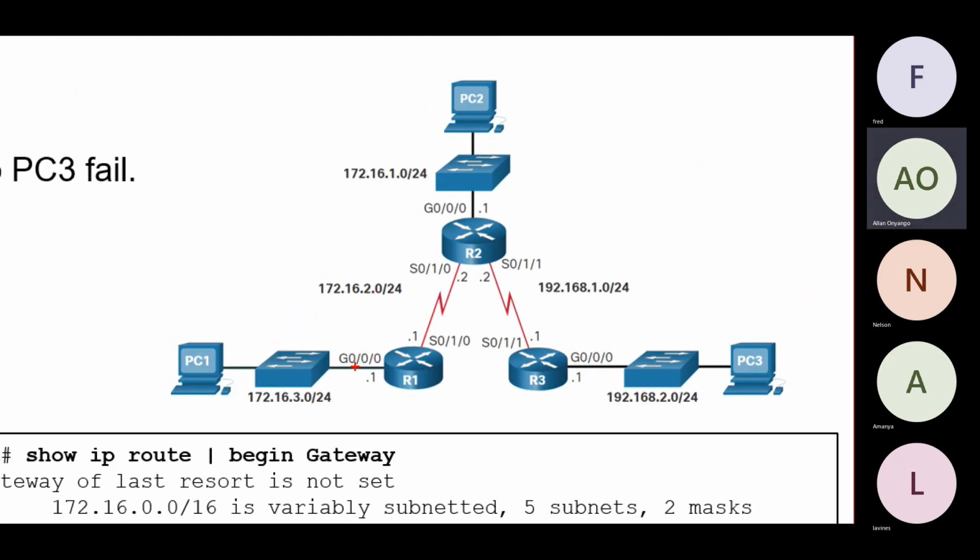So from here, we cannot ping R3 from this source, but R1 can ping R2, and R2 can ping R3. Very interesting. By doing that, we have realized that the problem is not anywhere between R1 to R2 to R3. The problem is actually between R3 and PC3.